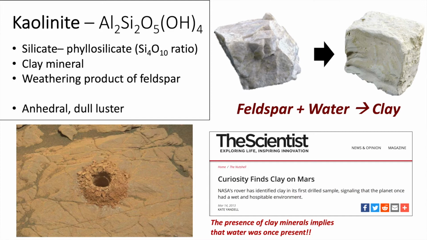And so because these clay minerals, of which kaolinite is one, it's not the only one, but it's an important one, have these hydroxyl ions, that implies that there was once water on Mars, that these clay minerals could only have formed if there was once water interacting with minerals such as feldspar. So that's really important to understanding the past environment of Mars.